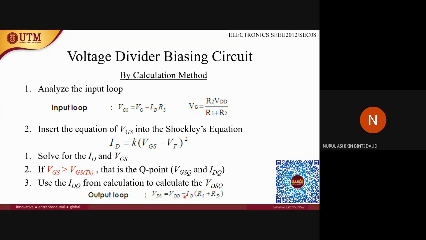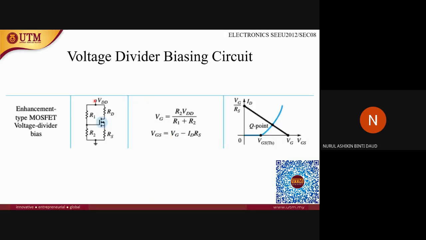Once you have the IDQ, you will get VDSQ. Okay, VDD will not have a Q value because VDD is the source, it cannot be changed. And RS and RD also cannot be changed. Right. So this is the summary for enhancement MOSFET voltage divider bias that you need to memorize. This is when you are using the calculation method or mathematical method. This is when you are using the graphical method.